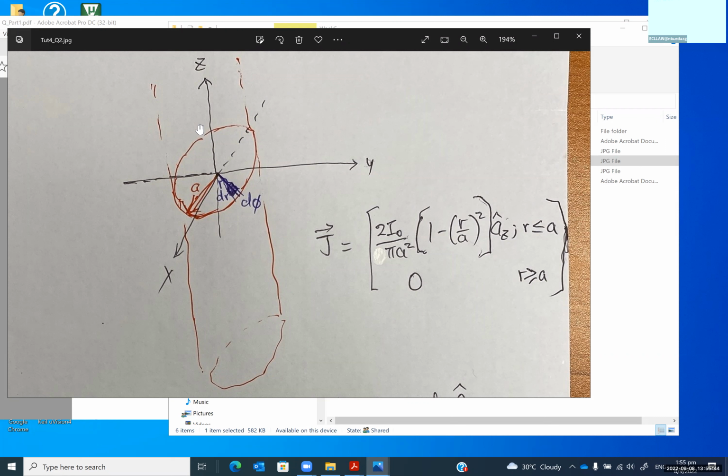Yeah, exactly. Using cylindrical will simplify your calculation. It doesn't mean that you can't solve it using Cartesian; it's just a bit longer steps. So we're going to use cylindrical.